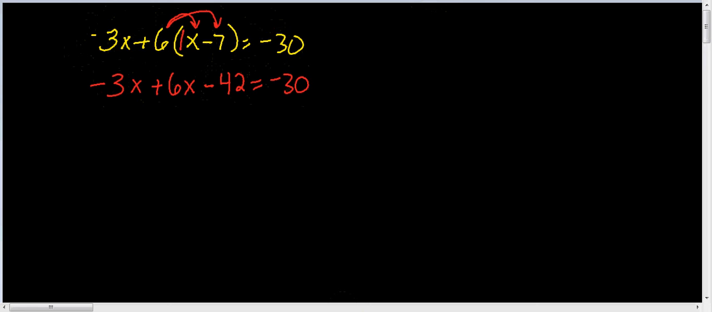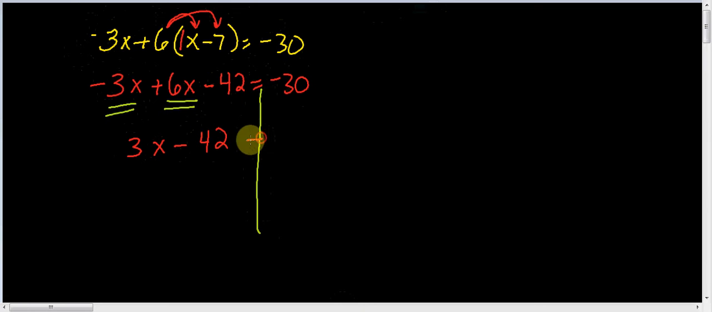From here, I think of my equation as being split into a left and a right side. And I see that I have like terms right here that I can combine. I have a negative 3x and a positive 6x. So I'm going to combine those together. And that's going to give me 3x. I still have a minus 42, so I'm going to bring that down. My equal sign comes straight down, and so does my minus 30. It's just waiting to see what happens here.